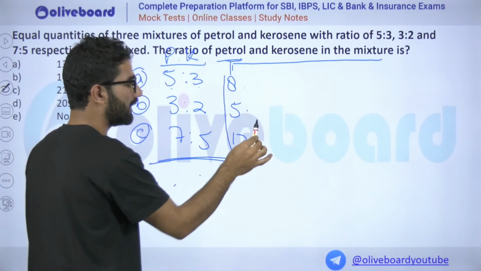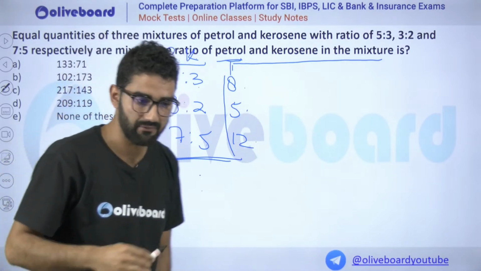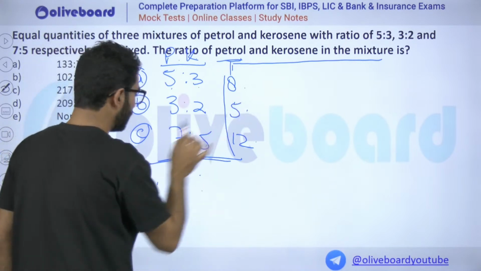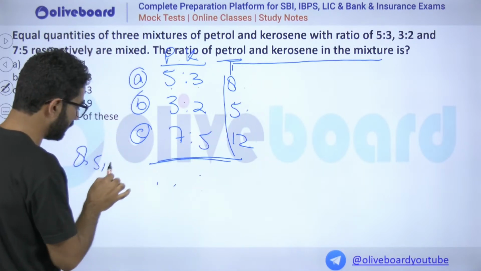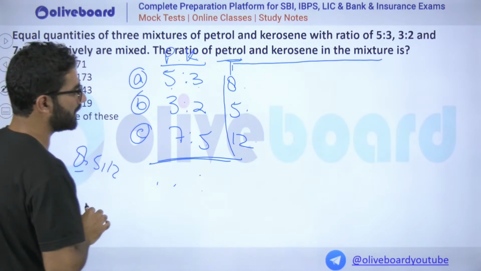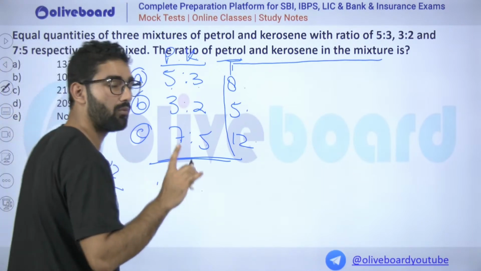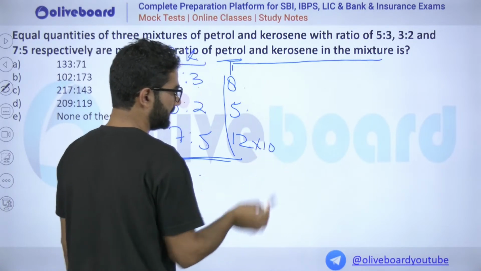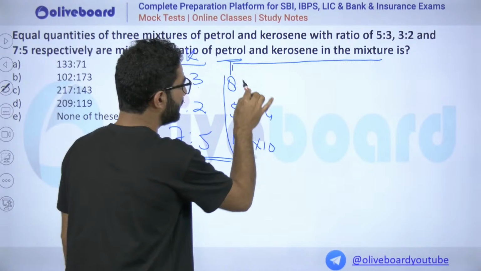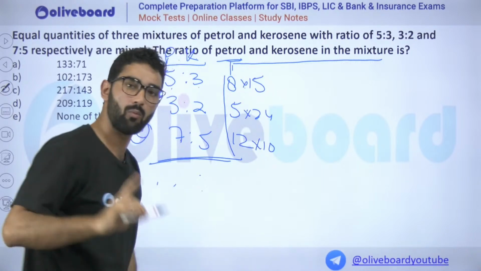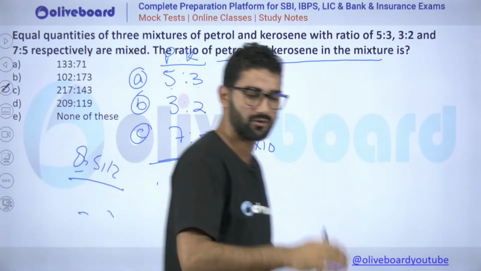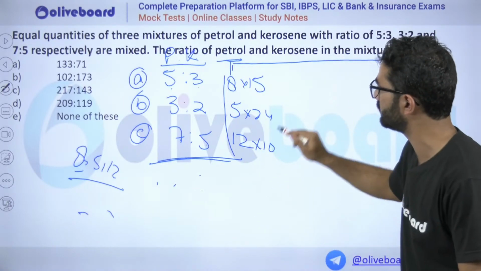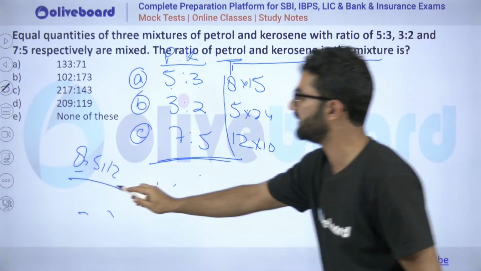Now calculate the LCM for the totals. I will solve this question by both methods simply. In order to calculate the value for 8, 5 and 12, it should be 120. Yes, 120 is the LCM. To make this LCM, I have to multiply this with 15, this with 24, and this with 10. This is one method by which you can directly solve this question.